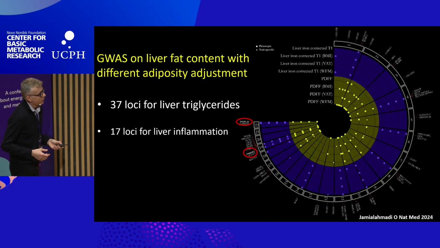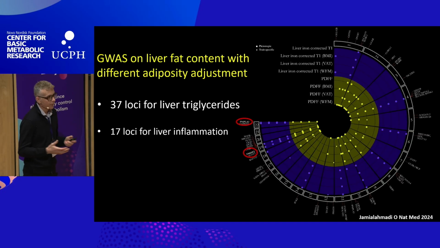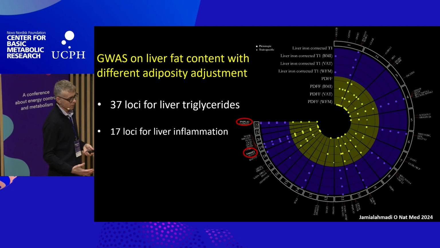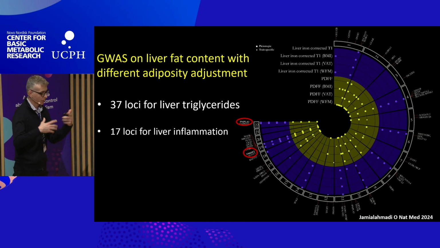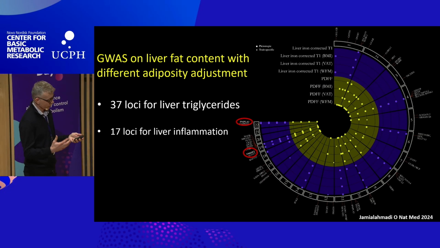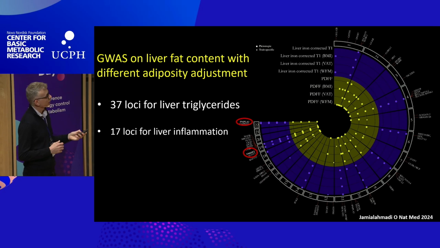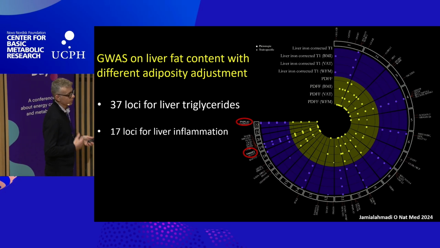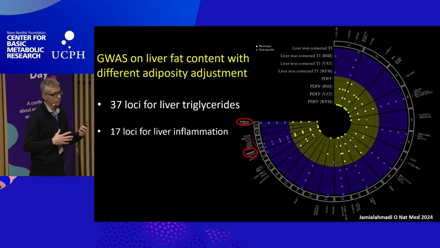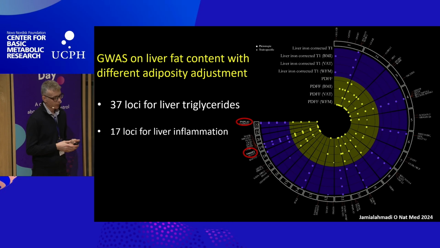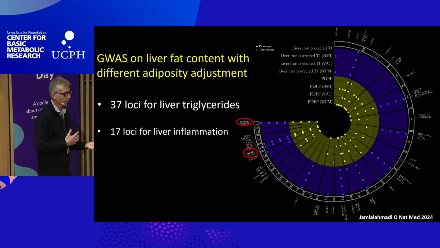So GWAS is what I started with, and I still like them. A couple of years ago, we did a genome-wide association study in the UK Biobank, 40,000 people. What we could find was with multiple adiposity adjustment, we found a bunch of novel loci. Together with the old ones, we were at 250 loci altogether. We replicated some, so we ended up with 30.